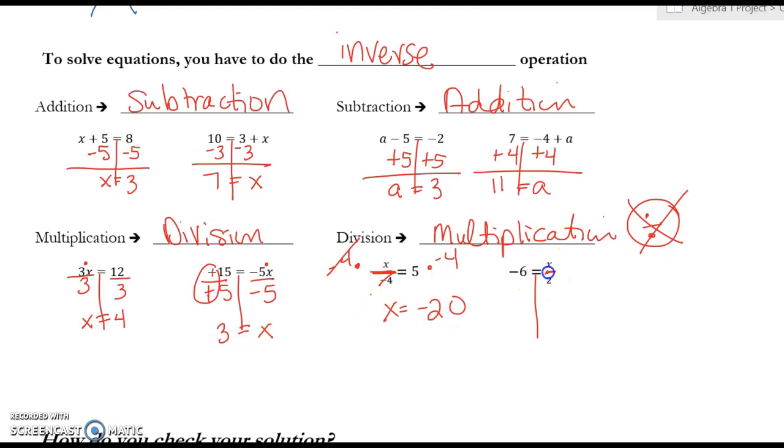Same thing here. I got to get rid of this divide by 2. So to get rid of a divide by 2, I multiply both sides by 2. 2 times -6 is -12. And those 2's crossed off.